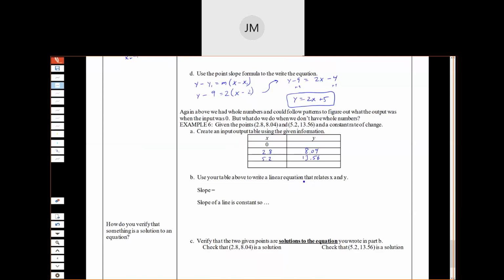So again, what I want to do is go through that same process. I want to find the slope. Slope is change in y over change in x. Okay, so I'll take 13.56 minus 8.04 over 5.2 minus 2.8.